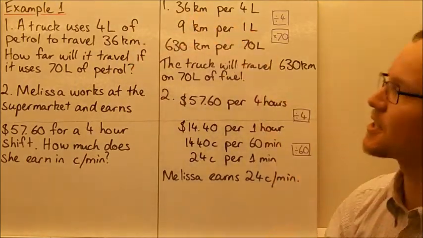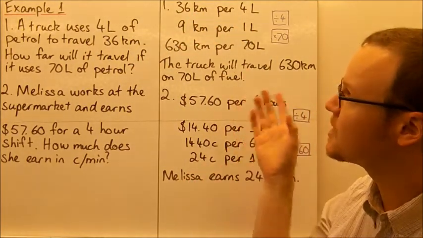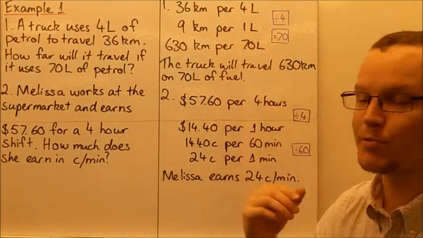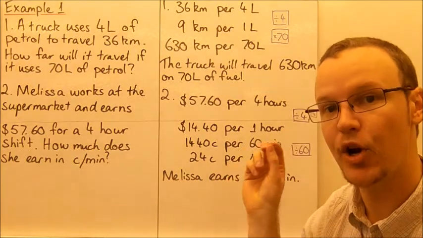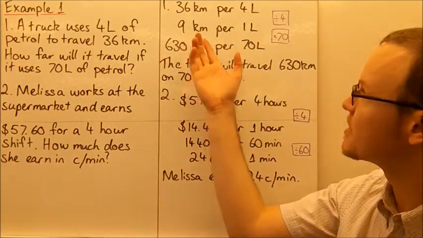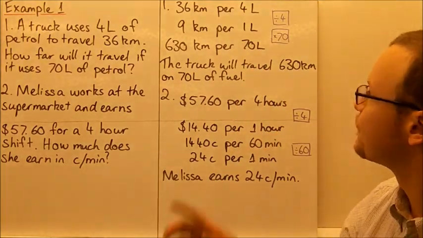So we've got 36 kilometres per 4 litres. So for every 4 litres, we can travel 36 kilometres. Divide both of them by 4 to find the rate per 1 unit, the rate per litre. So 9 kilometres per 1 litre means that for every litre, we can travel 9 kilometres, 9 kilometres per litre.